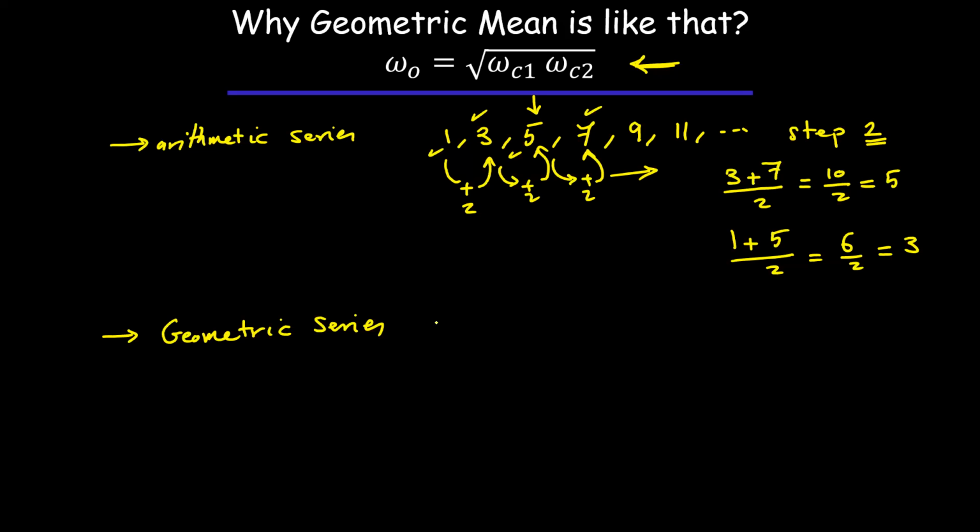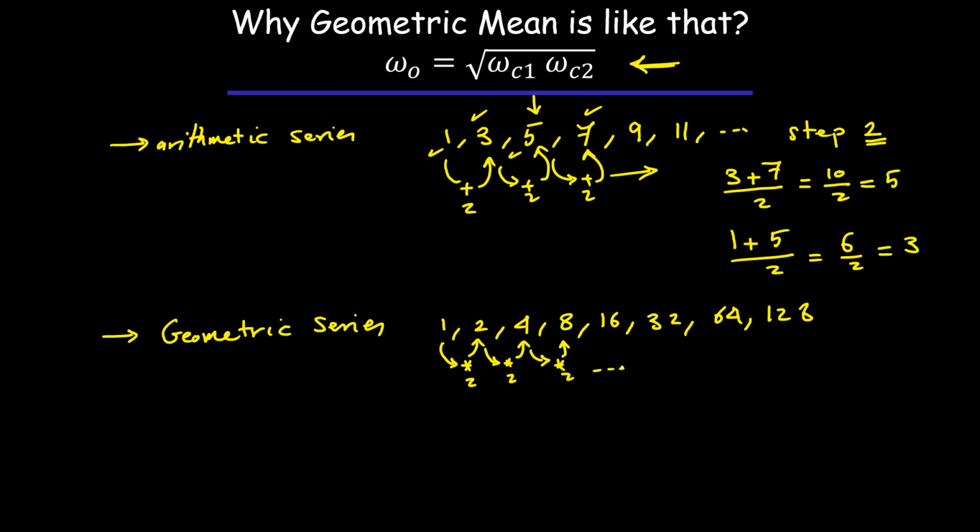So let's say we have this series here, 1, then we multiply by 2, it becomes 2. We multiply by 2, it becomes 4. We multiply by 2, it becomes 8. We multiply by 2, it becomes 16, 32, 64, 128. Okay, that's a geometric series. And each time we multiply by 2. Multiplying 1 by 2 will give you 2. Multiplying the 2 by another 2 will give you 4. Multiplying the 4 by 2 will give you 8, and so on.